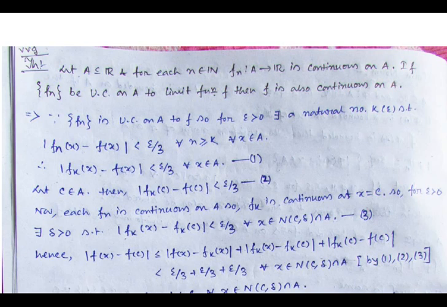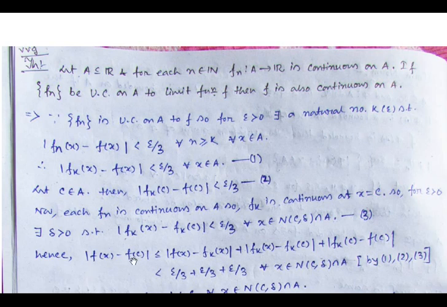Now what do we have to show? We have to show whether the limit function is continuous on A or not. To check the continuity of the limit function, we simply take the difference f(x) minus f(c). If we can say this difference is less than epsilon for x belongs to the neighborhood N(c, delta) intersection A, then we can declare that the function is continuous at x equal to c. So we are applying the triangle inequality here.